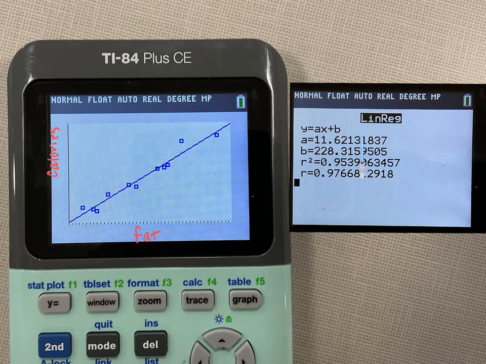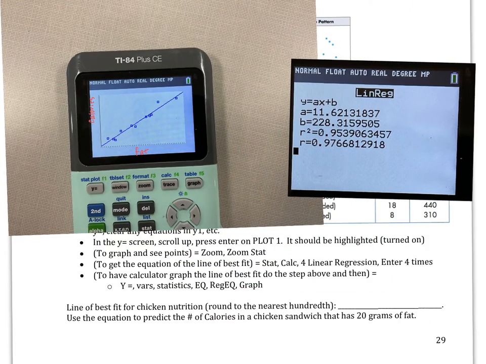Then your calculator will also create your y equals mx plus b line of best fit data, which is what they graphed here for us. And we were able to plug in 11.6x plus 228. That's my line of best fit equation. So we went ahead and we wrote that, correct me if I'm wrong, in this blank down here. We said y equals 11.6x plus 228.3. We did not write that. Let's just say if you didn't, write it down. Great.